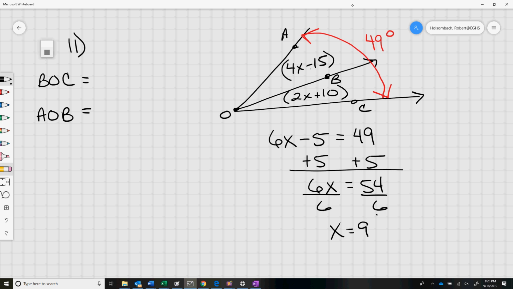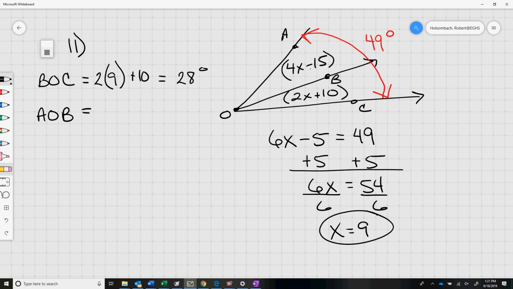BOC, your angle BOC, that's 2 times x plus 10. So BOC is 2 times x, which is 9, plus 10. 2 times 9 is 18, plus 10, 28 degrees. Now, if this angle right here is 28 degrees, and the two of them together are 49 degrees, can't you subtract? If you take 49 minus 28, it'll give you AOB. So 49 minus 28 is 21 degrees. Those are your two angles.